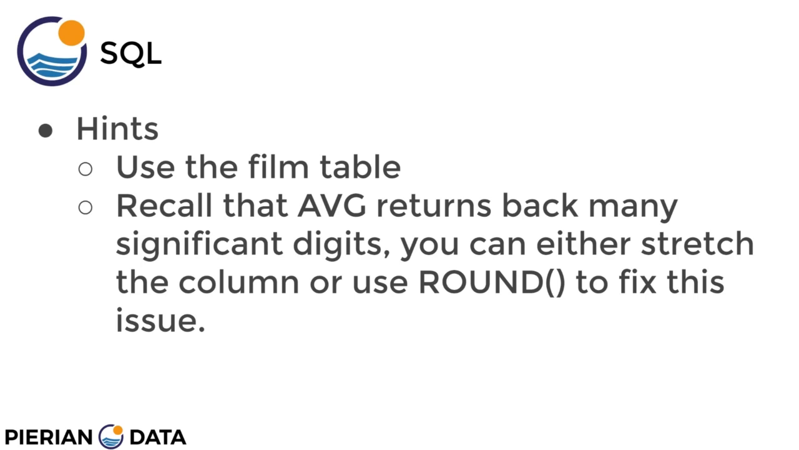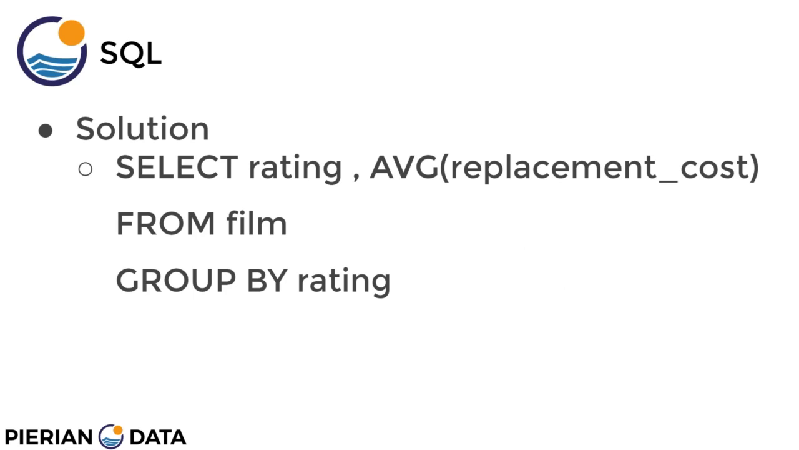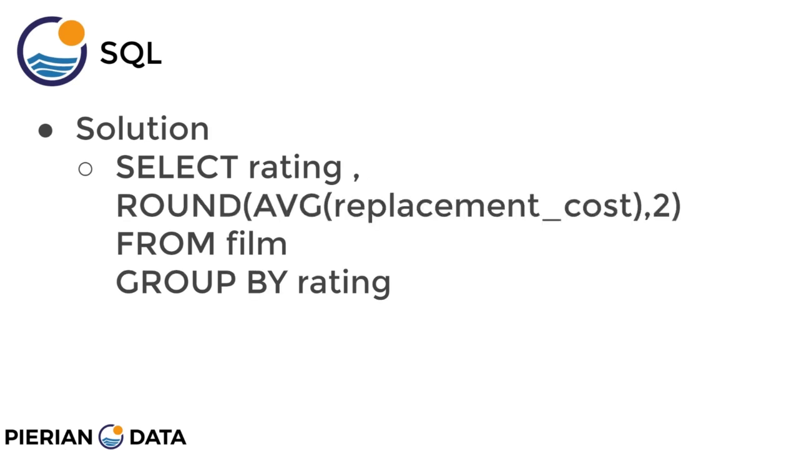And here comes the solution. So the solution is to select the rating column and then apply the average function on the replacement cost column from the film table and then group by rating. As we previously mentioned, the average function produces many significant digits past the decimal point. So if you wanted to, you could pass this into round and then only select 2 places past the decimal.